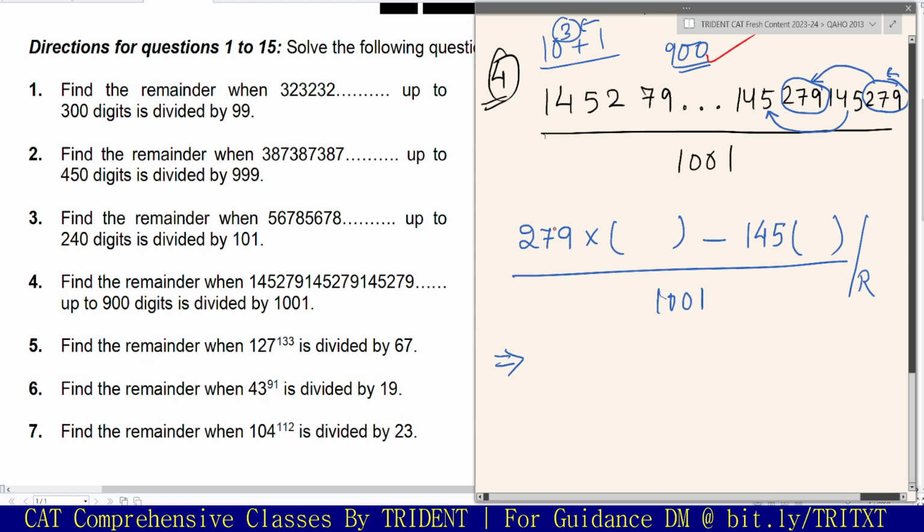So what is it that I can put? Not 300. So 150 I will put, because 150 into the 3 digits will make it 450 digits. 450 digits of 279, 279, 279, and the next 450 batch will come from these numbers 145, 145, 145. So you will put a 145 there. After you have substituted 150 over there, this is child's play, right? So this is 279 minus 145, which becomes 134, divided by 1001, remainder.